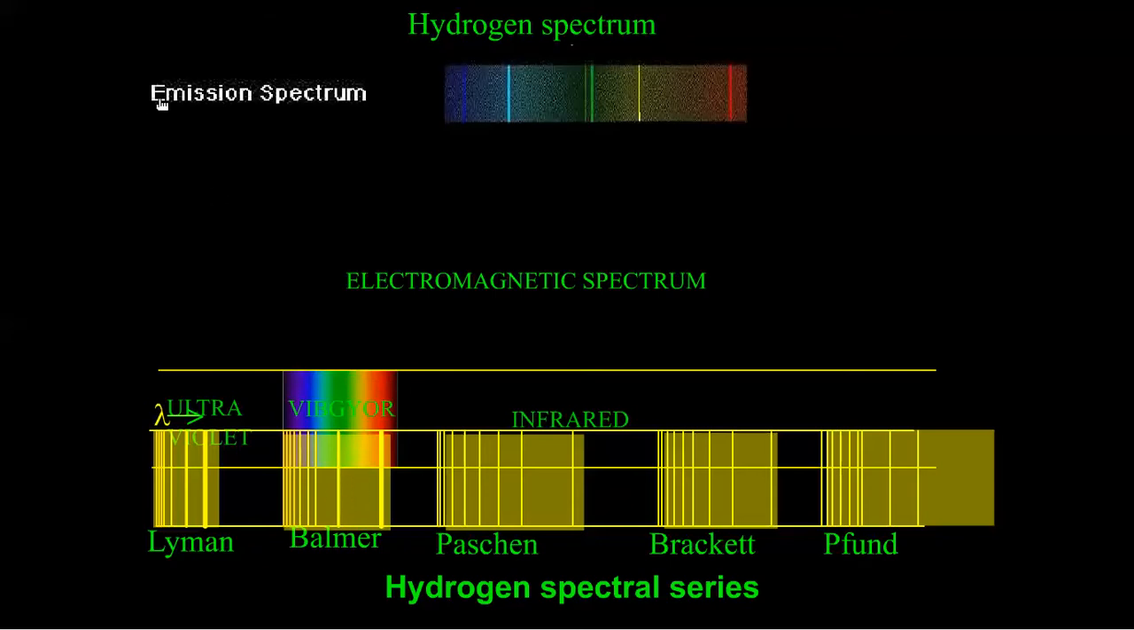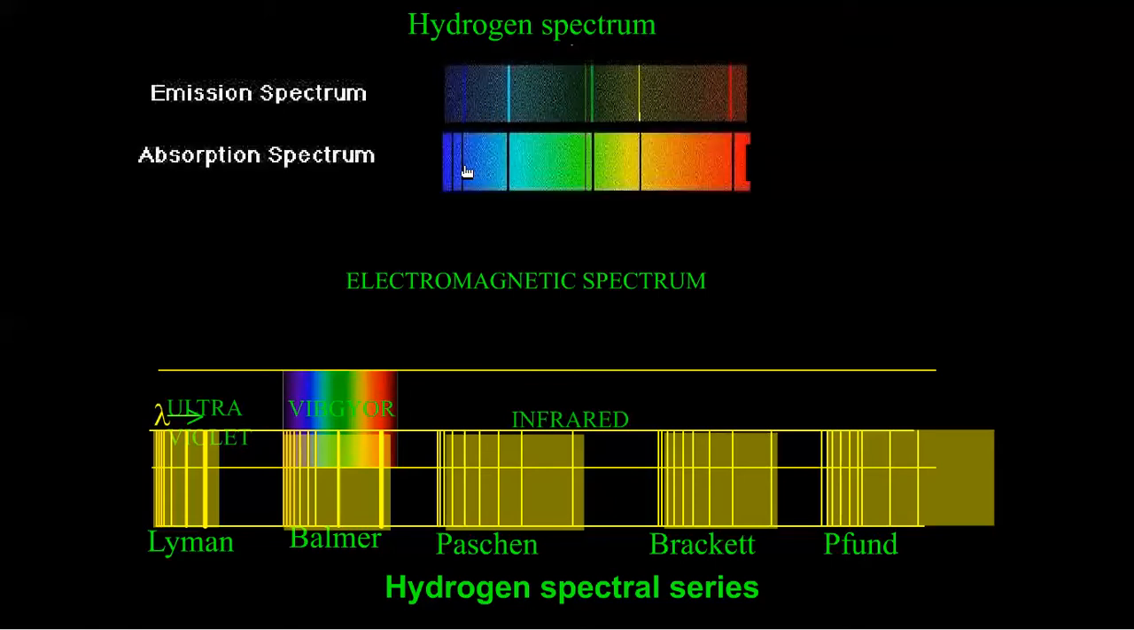Now let us consider the emission spectrum of the hydrogen atom. Look here, it is like this. It means when hydrogen gas is heated and the spectrum is obtained, we get a spectrum like this. These are the lines with a dark background. And this is the absorption spectrum of hydrogen.